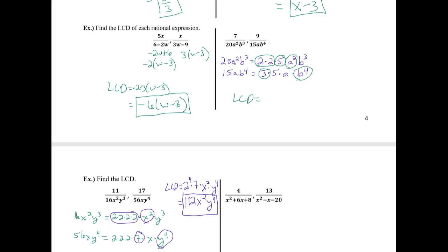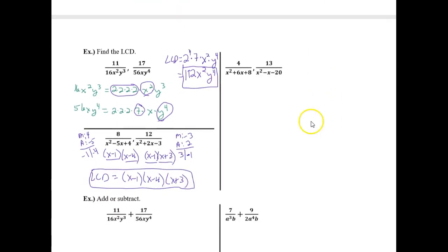Everything I circled is my LCD. So 2 squared times 3 times 5 times a squared times b to the 4th. So 2 squared is 4, and then 3 times 5 is 15. So 4 times 15 would be 60. And then I have my a squared b to the 4th. And you can always check this by making sure that both of the denominators divide evenly into that least common denominator. All right, one more here.